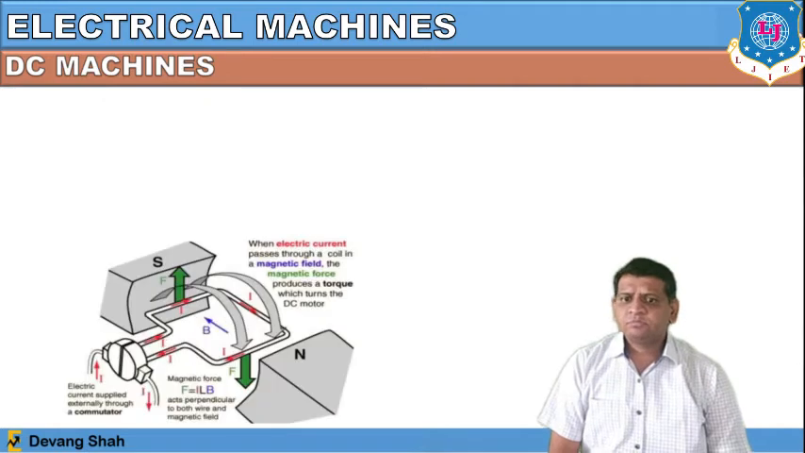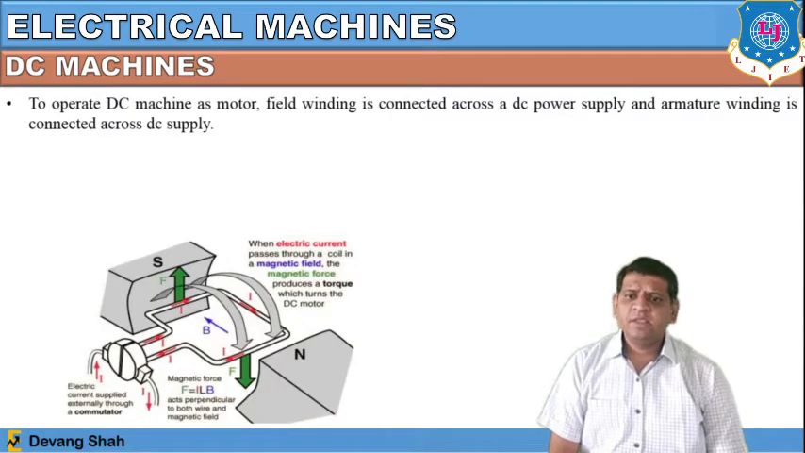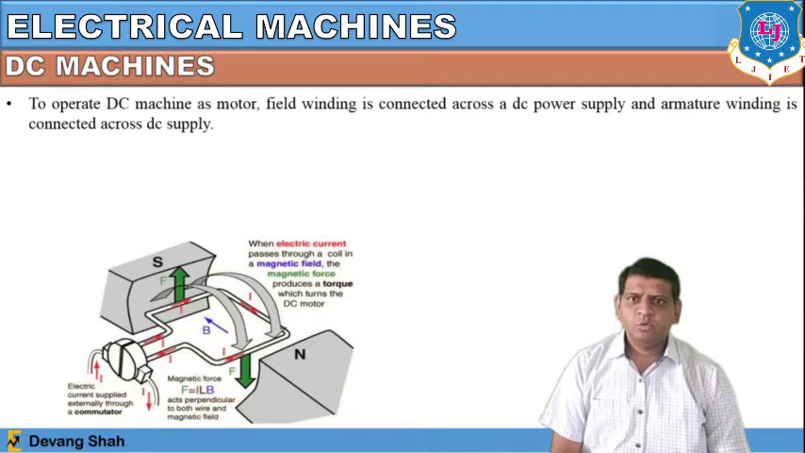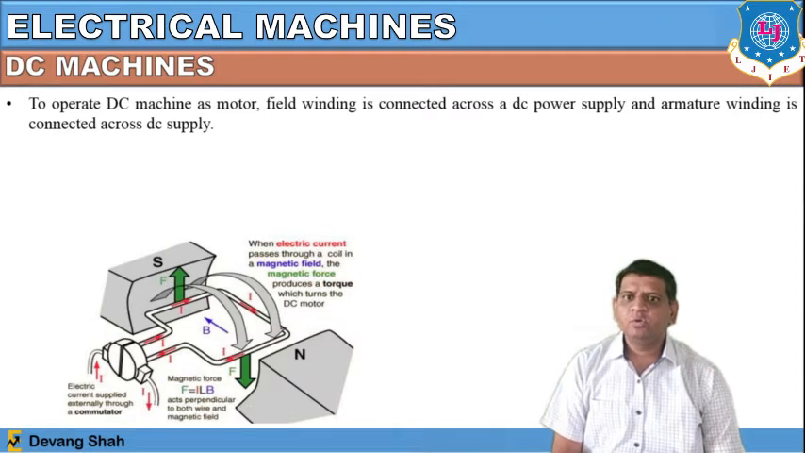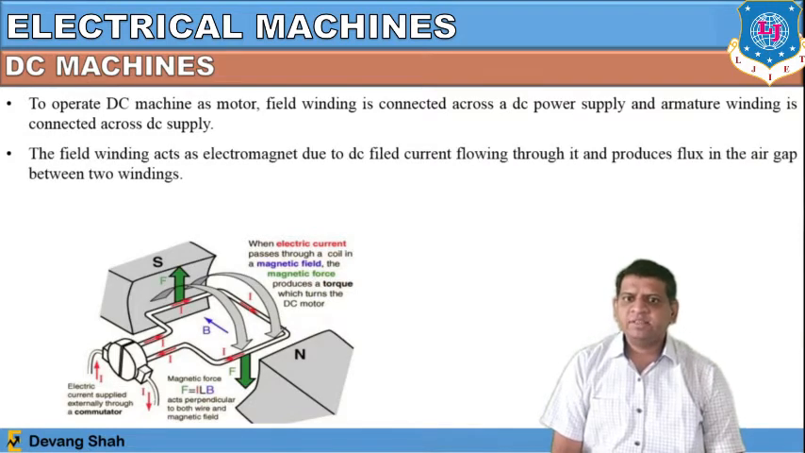Let us understand the basic principle behind the DC machine. To operate the DC machine as a motor, the field winding is connected across a DC power source, and the armature winding is connected to the DC supply. The field winding acts as an electromagnet due to the DC field current flowing through it, and produces magnetic flux in the air gap between the two windings.